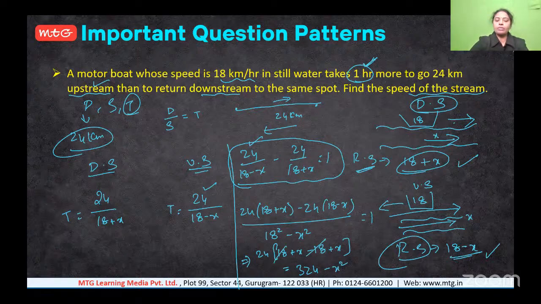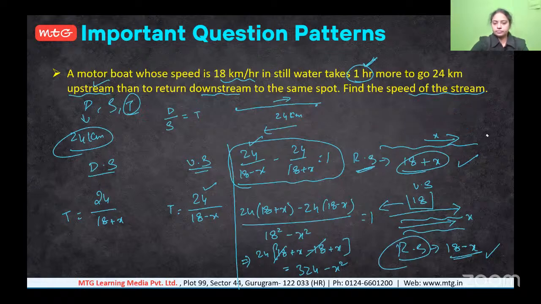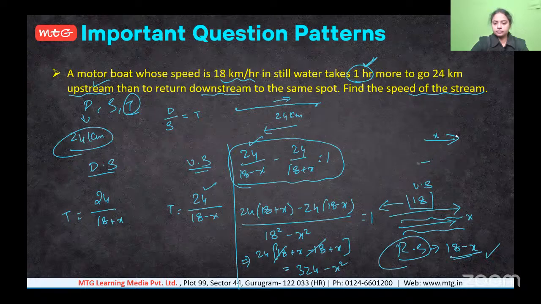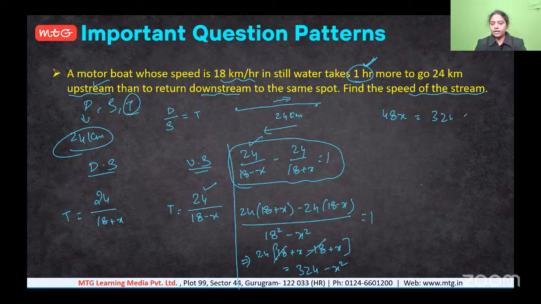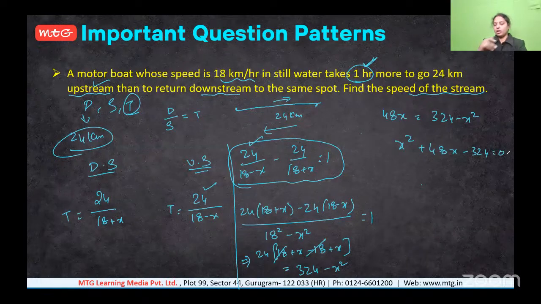So हमें इस part को अभी solve करना है. So let's see how do we solve this part. I'll erase this relation. So I have here, I will take this 48x is equals to 324 minus x square. So I will take all the terms to the left side. X square plus 48x minus 324 is equals to 0.